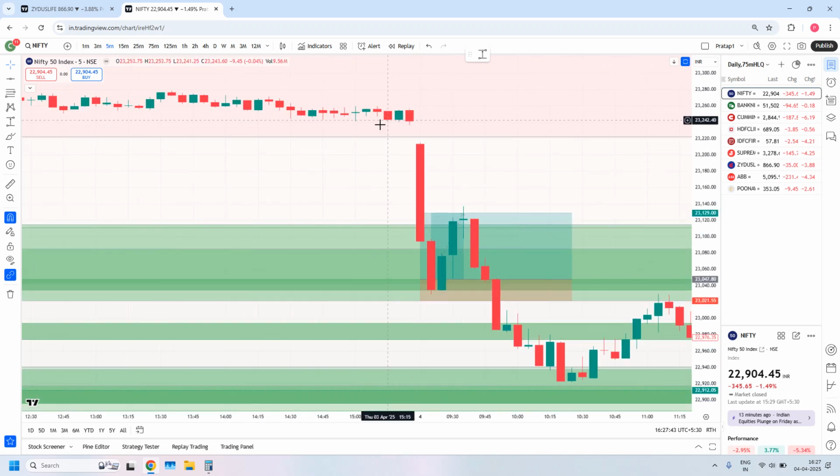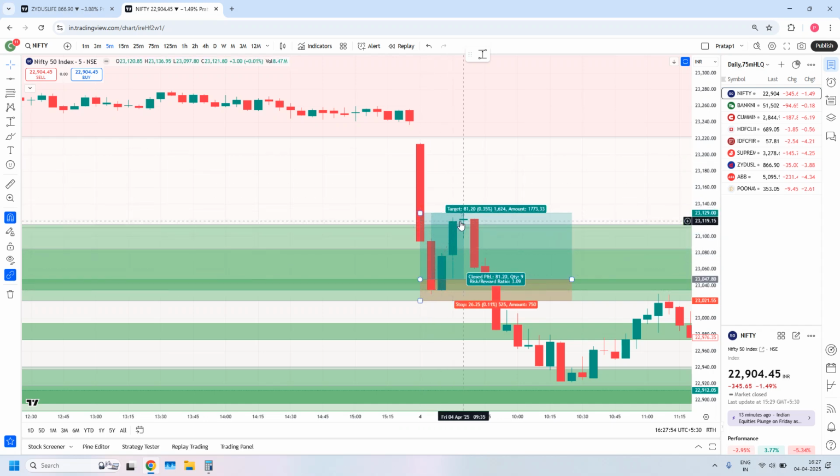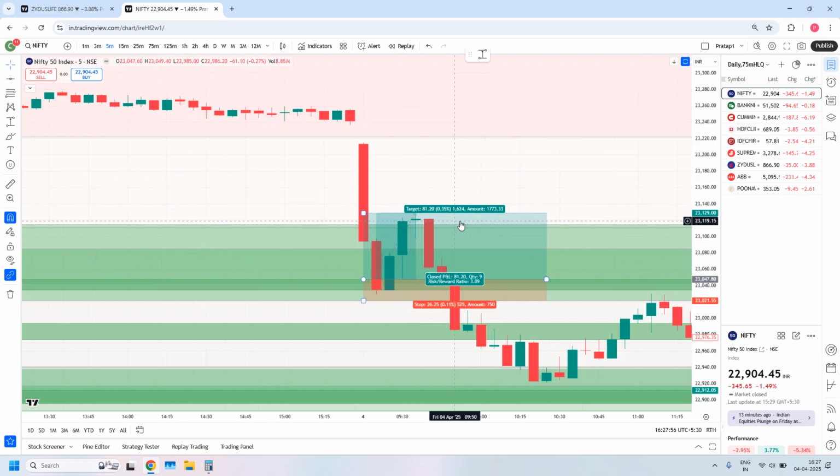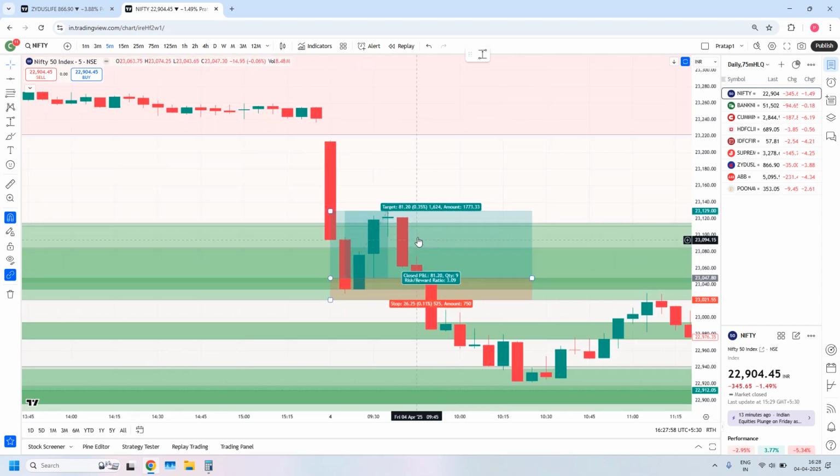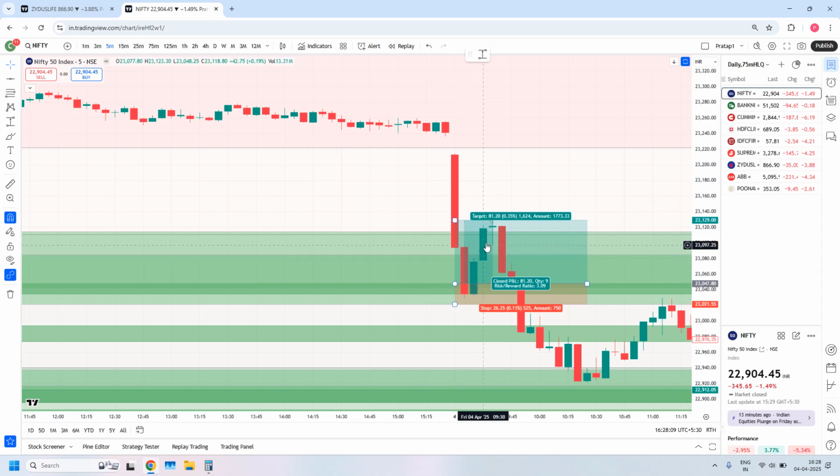Because your 15 minutes target will not be here. Market is very strong, very bearish today. Even then, it gave you 1:3 RR today. 1:3 RR, it is an 81 points move. From your entry till this 1:3 RR, it gave you 81 points move. And after that again you see sharply it came down.